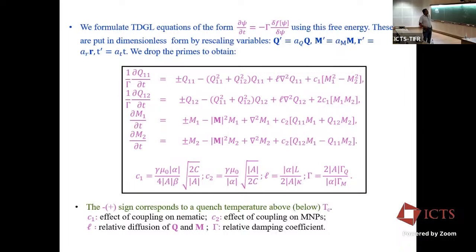What do the coupling terms do? That's what we want to find out. But I want to emphasize at this point already that the coupling terms are quadratic.